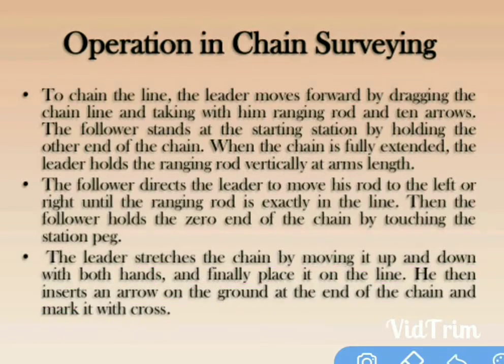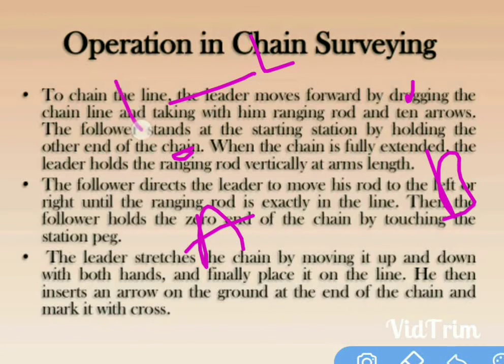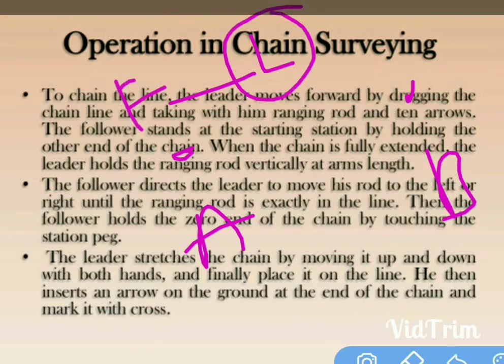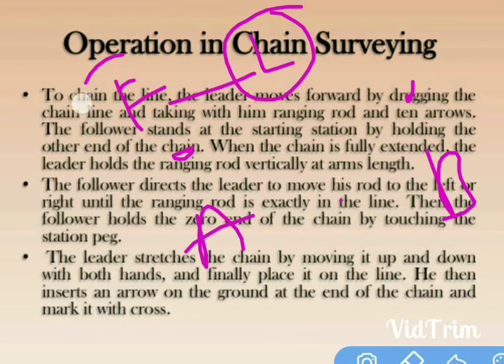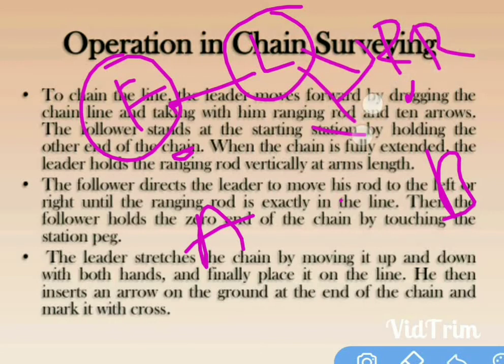Right? Simple. See, A to B I want to calculate. So here, one person is the leader, one person is the follower. The leader must be at the forward end, right? Clear? The follower must be at the rear end. So zero will be started with the follower only. The leader has the ranging rods and arrows. After completion of one chain, the leader will put a ranging rod or arrow here.